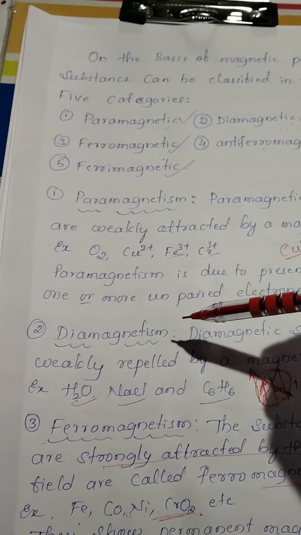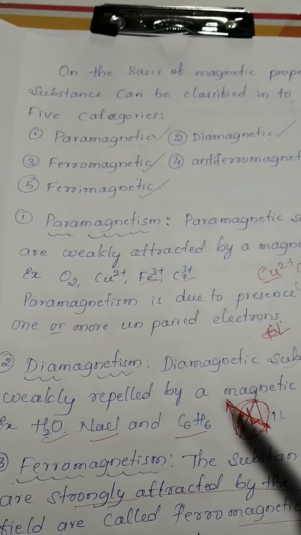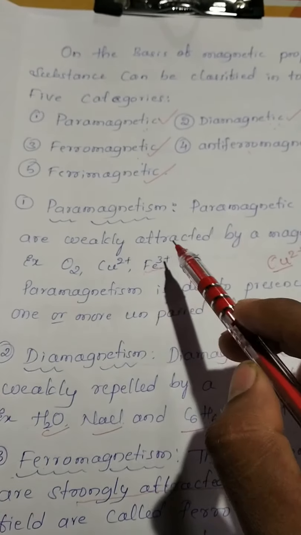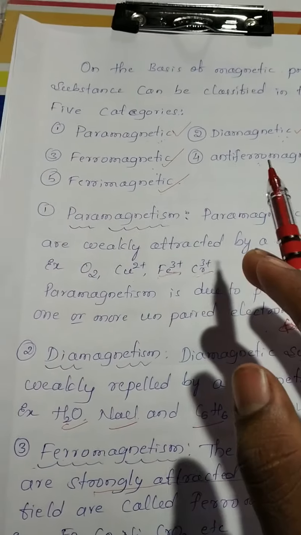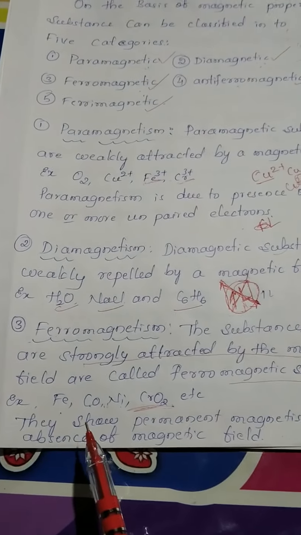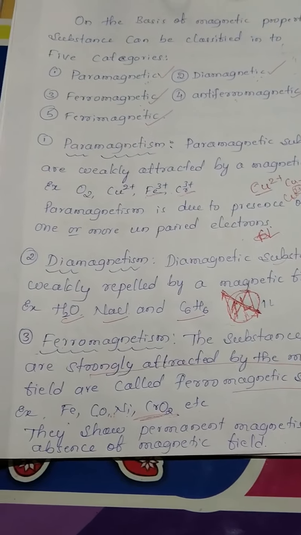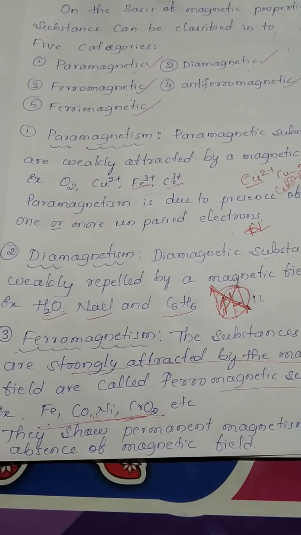Because the direction of the magnetic moment of electrons is aligned with the direction of the magnetic field, hence these act as magnets. When the magnetic field is applied, then only these act as magnets, whereas after the removal of the magnetic field, these substances do not act as magnets.